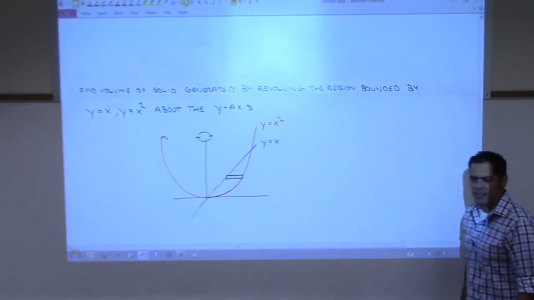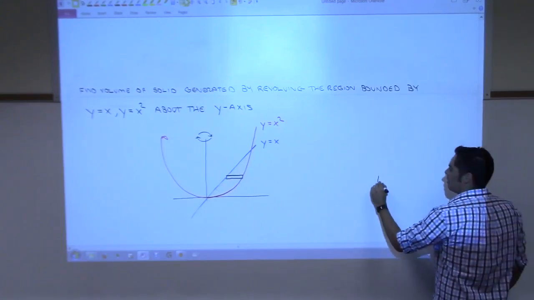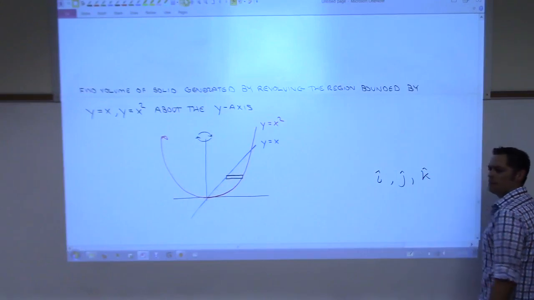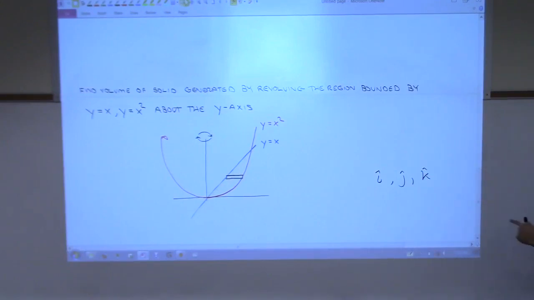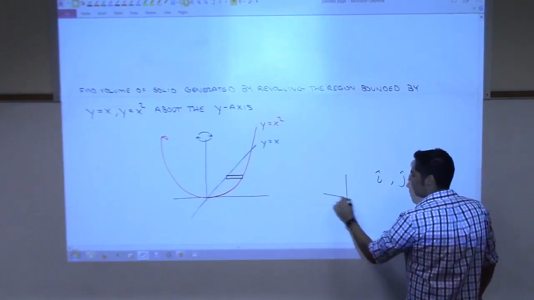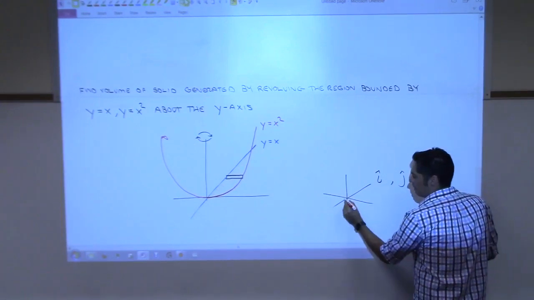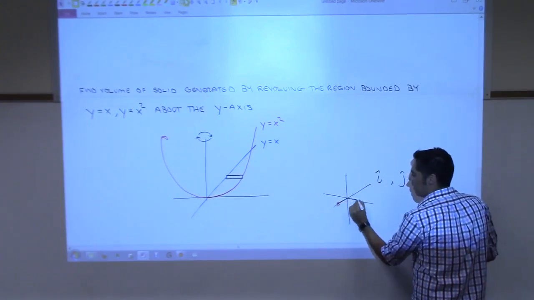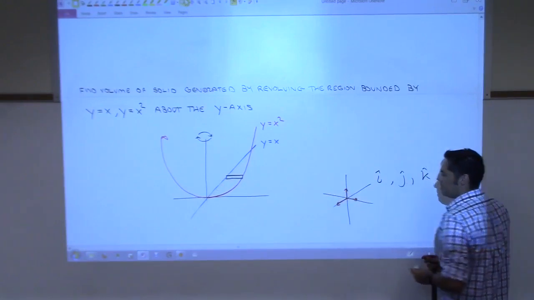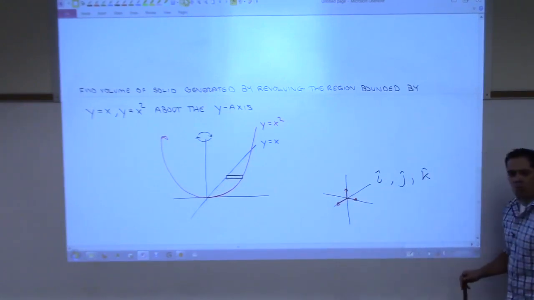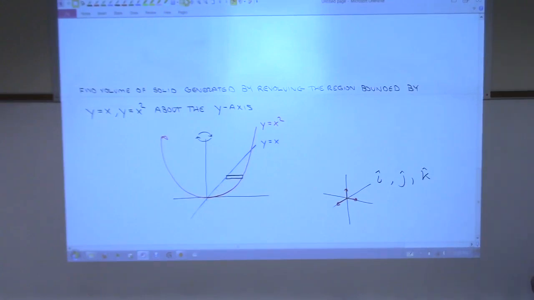How many of y'all have taken physics where you're dealing with the vectors i hat, j hat, k hat, i, j, k? These vectors are very important because they are in three-dimensional space. i hat is this vector, j hat's this vector, k hat's that vector. And they form what we call an orthonormal basis. What does that mean?